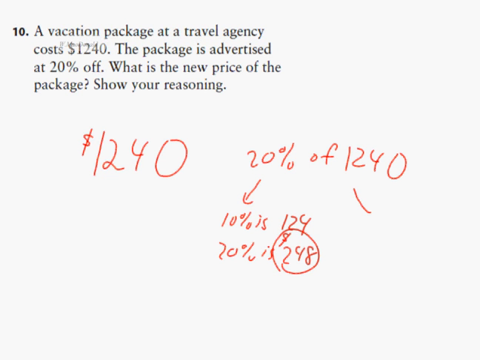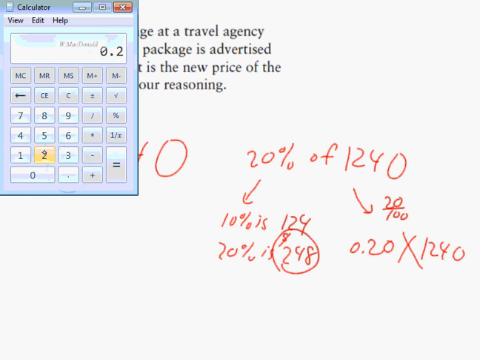But the easier way is to think of 20% as 20 over 100, and as a decimal, this would be your multiplication statement that's going to get you the same answer. Because when I take my calculator now and go 20% of 1240, I did that wrong. Clear. 20% of 1240, I forgot my zero, I think, is 248. So in both cases, I get a savings of $248, but that's not the answer to the question.